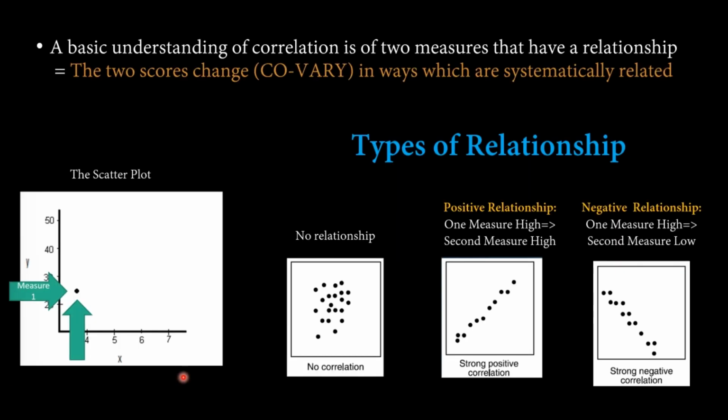So I had this slide in my Pearson correlation video, but in case you didn't see that video, let me just go over this. So a basic understanding of a correlation is that you have two scores that co-vary in the sense that they are systematically related. And we have three types of possible relationship. No relationship, where it's all jumbled together. A positive relationship, which means when one is high, the other is high, and a negative relationship, which means one is high and one is low.